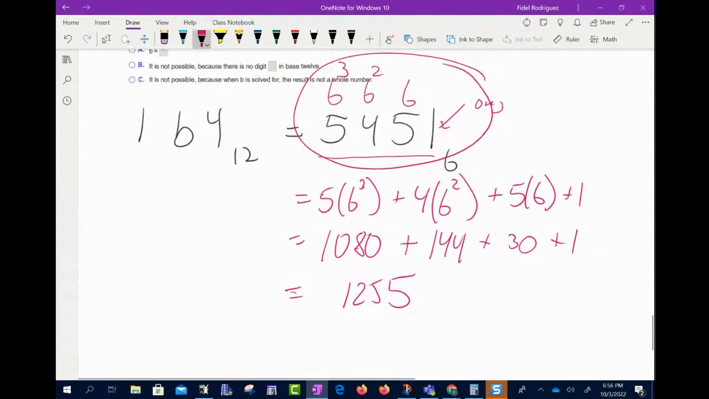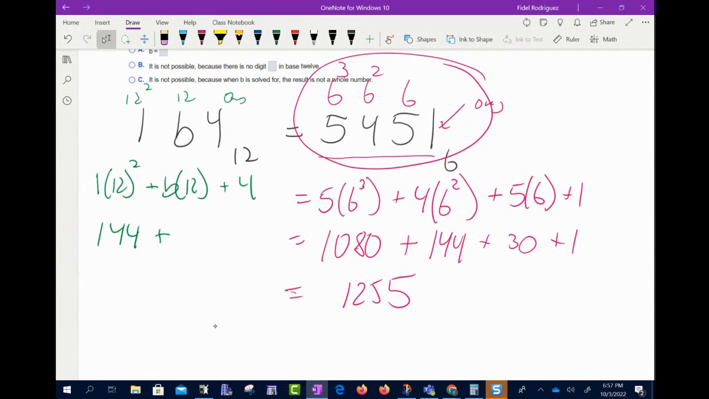Now I'm going to work with the left side. Remember, these are the ones, the 12s, and the 12 squareds. So on the left side I'm going to have 1 times 12 squared plus b times 12 plus 4. 12 squared is 144, and I'm just going to write this as 12b plus 4. I'll add those two together, so that gives me 12b and 148.